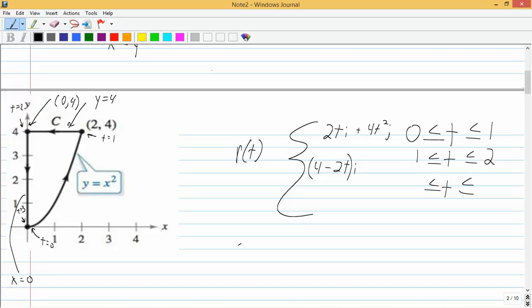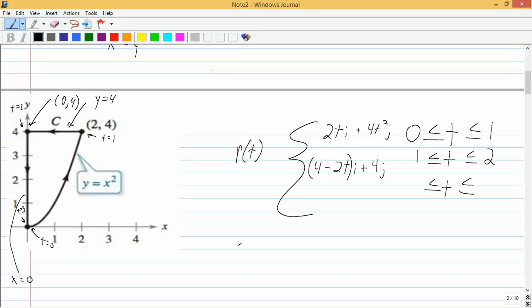That's the i component. Now, what happens to the j component? It's going to stay 4. So, what if I just do 4j? Regardless what you plug in for t, it doesn't affect that one. It stays the same.